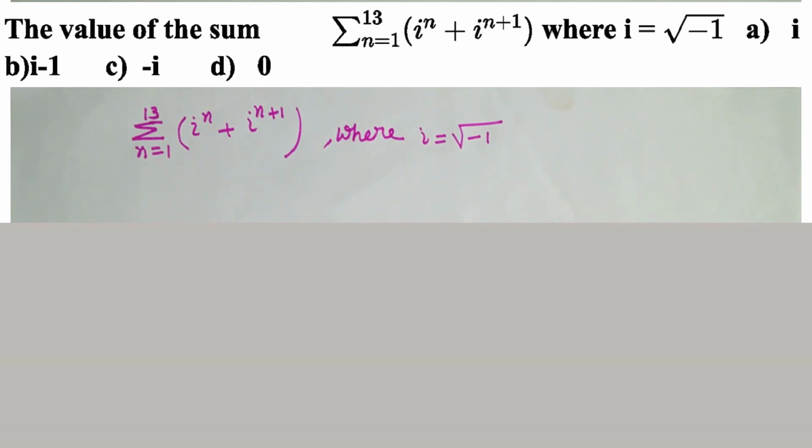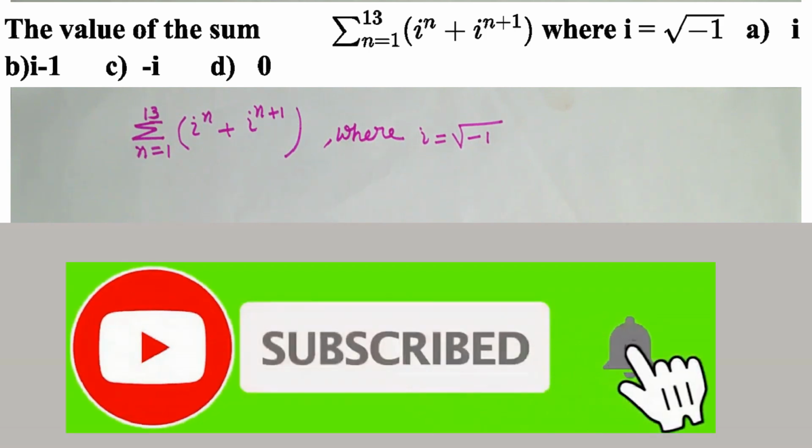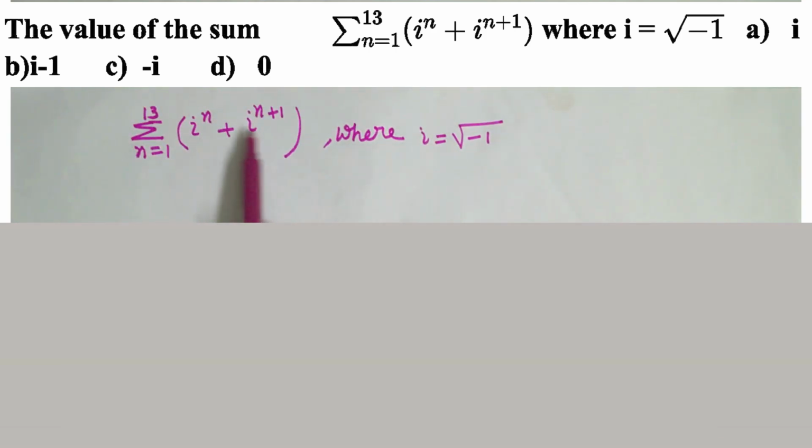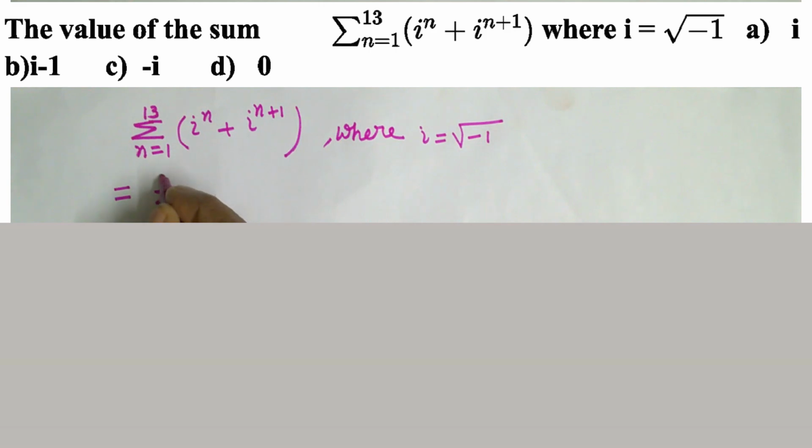If we put n is equal to 1, 2, 3 and so on, after expanding this, we will get 13 into 2, that means 26 terms. So we will try to reduce this expression such that we will get fewer terms. See, n is equal to 1 to 13.